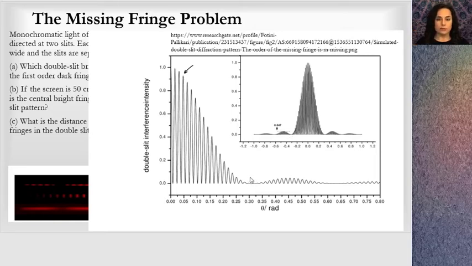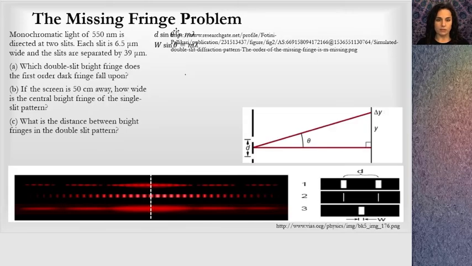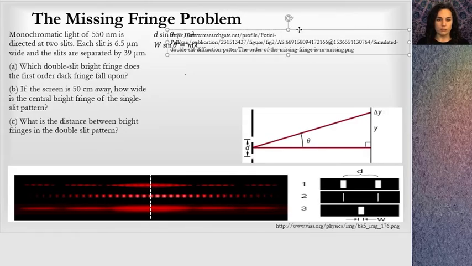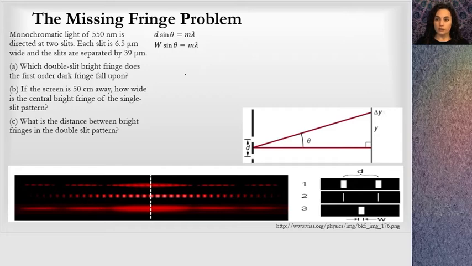So let's look at this a little bit more particularly. What I'm going to do is delete this and actually look at the problem that I selected for us. It says monochromatic light, so single wavelength light, is directed at two slits. Each slit is 6.5 micrometers wide, and the slits are separated by 39 micrometers. So there's two slits, the distance between them D equals 39 micrometers, and the width of them, W, equals 6.5 micrometers. So we have the size of the slits and how far apart they are.